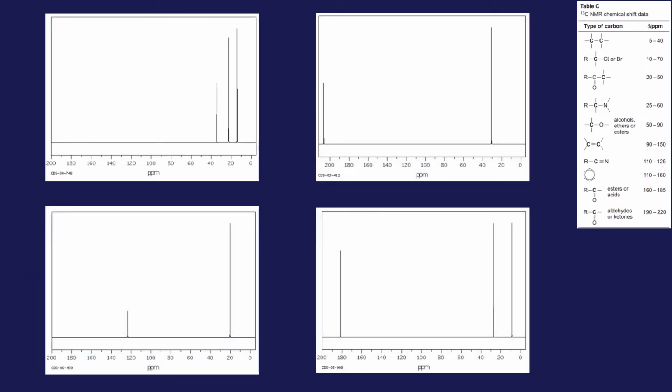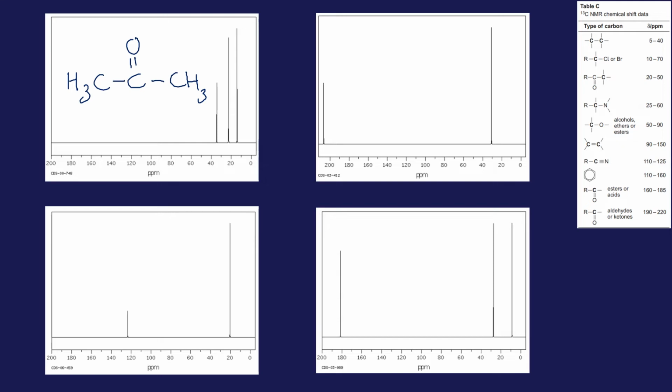Okay, so let's try a slightly different task then. So here I've got 4 different carbon-13 NMR spectra. The top left has 3 different environments. The top right has 2 different environments. The bottom left has 2 different environments. And the bottom right has 3 different environments. So one of these 4 spectra is in fact propanone. Now, if we look at the carbons, remember this is a carbon NMR, so we're going to focus on the carbons.